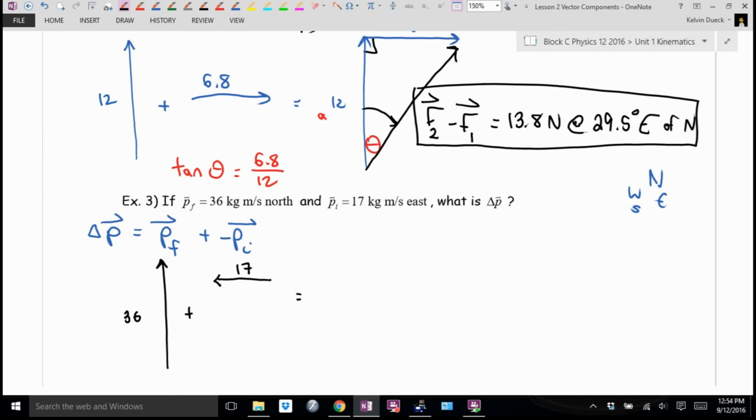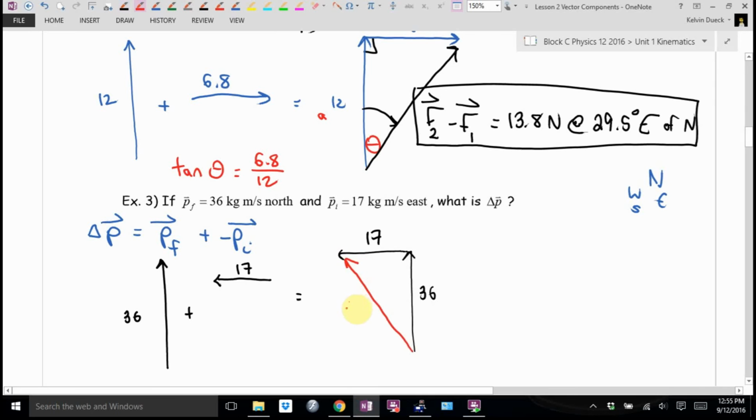I'm going to draw this not right here because I'll run out of room. I'll move this over here. I'm kind of imagining the triangle ahead of time. That's the next step now. You kind of visualize the diagram so you don't accidentally have to erase crap. So 36, yoink. 17, yoink. This resultant, which is always from the tail of the first to the tip of the second, is the change in momentum.